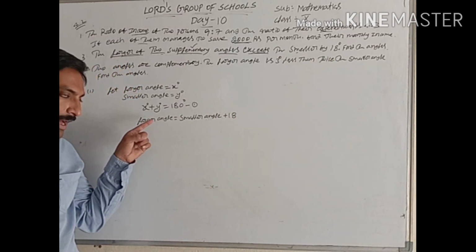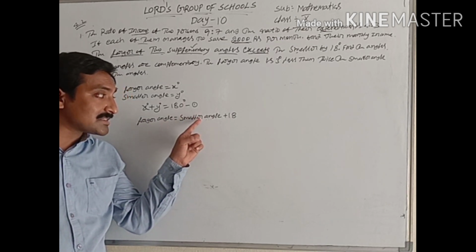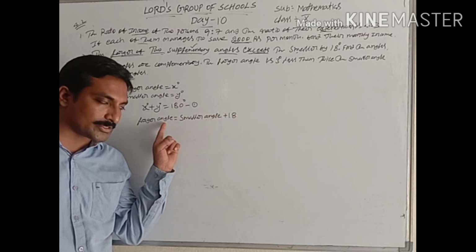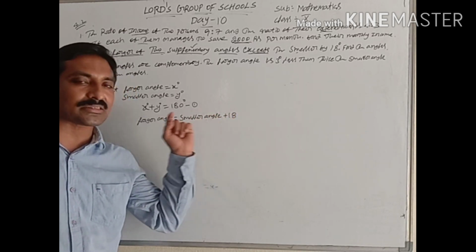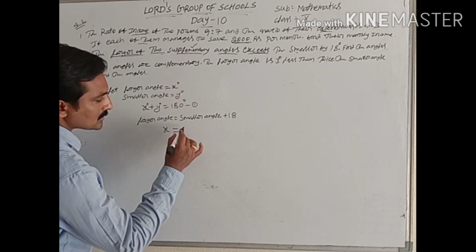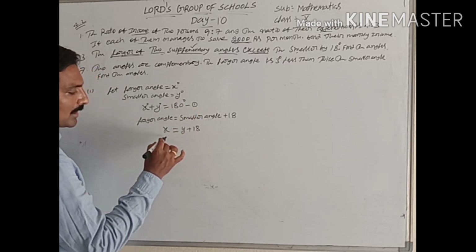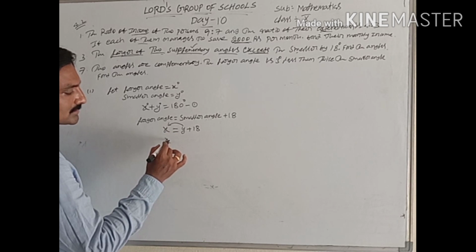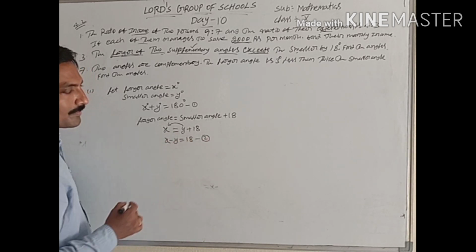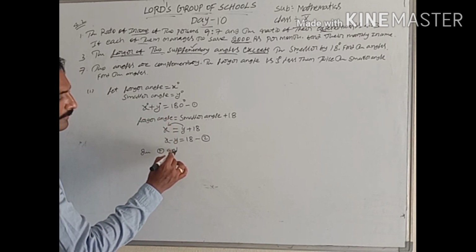The larger angle exceeds the smaller angle by 18. Means if we want the larger, it is smaller angle plus 18. Larger angle you know is x, smaller angle you know is y, so x equals y plus 18. Now y transferred to this side, x minus y is equal to 18. This is the second equation. Now you have to solve these two, 1 and 2.